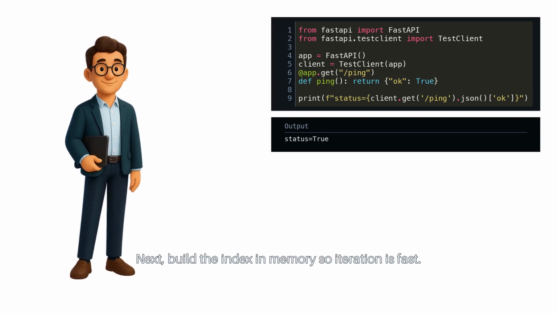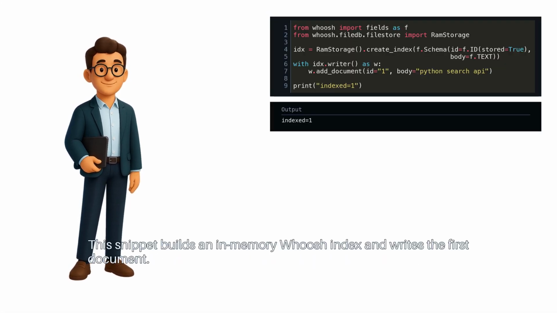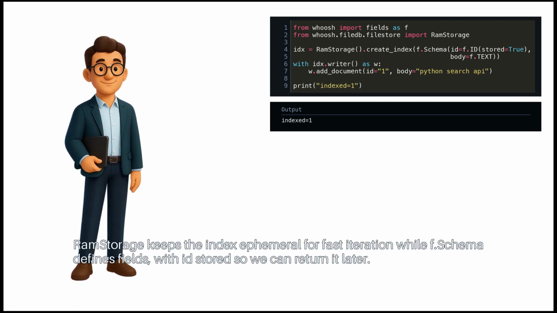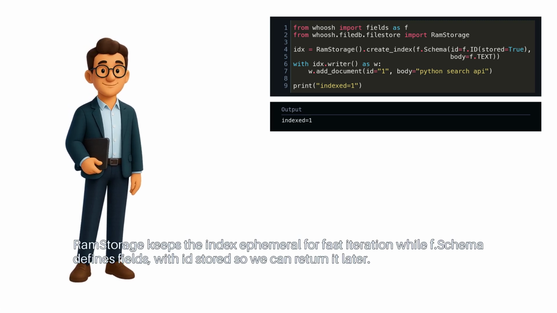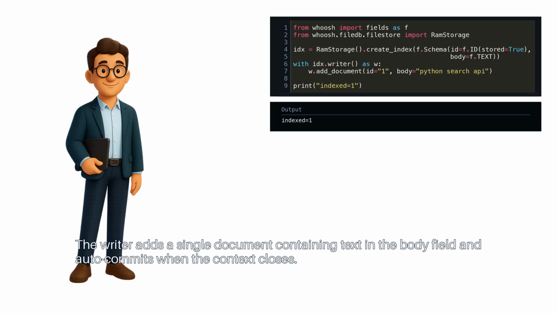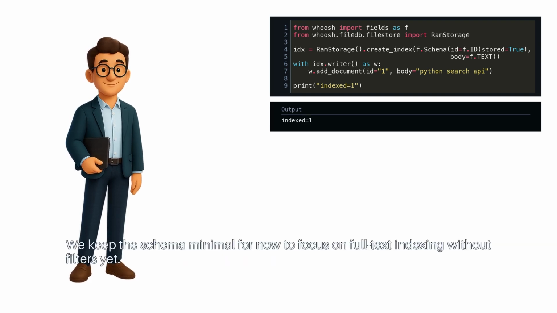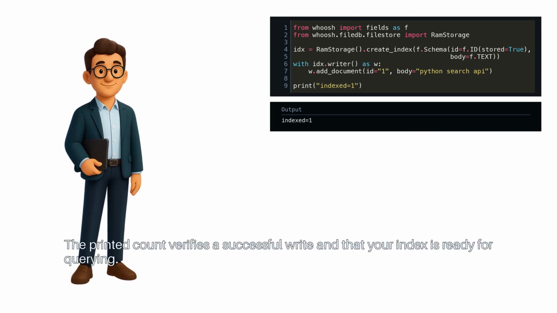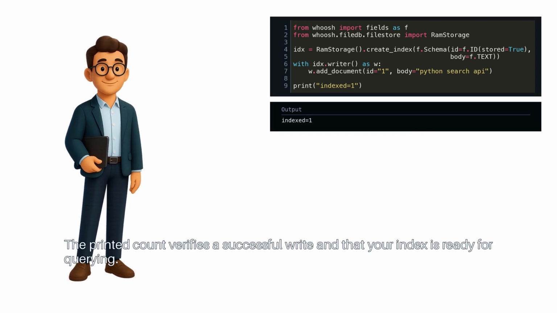Next, build the index in memory so iteration is fast. This snippet builds an in-memory Whoosh index and writes the first document. RAM storage keeps the index ephemeral for fast iteration, while the schema defines fields, with ID stored so we can return it later. The writer adds a single document containing text in the body field and auto-commits when the context closes. We keep the schema minimal for now to focus on full-text indexing without filters yet. The printed count verifies a successful write and that your index is ready for querying.